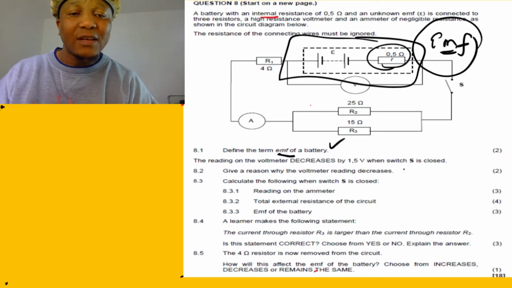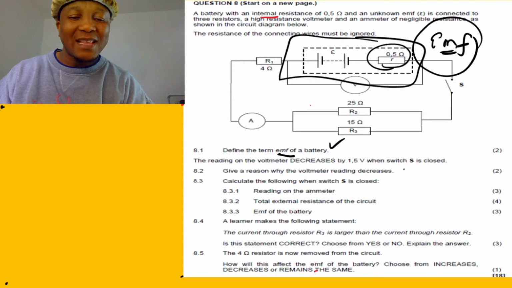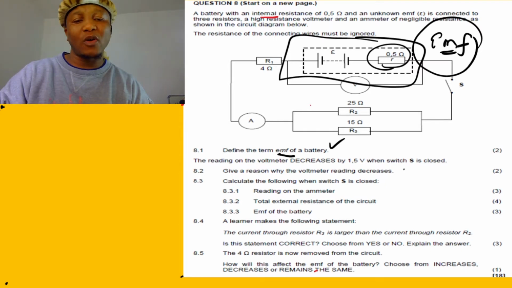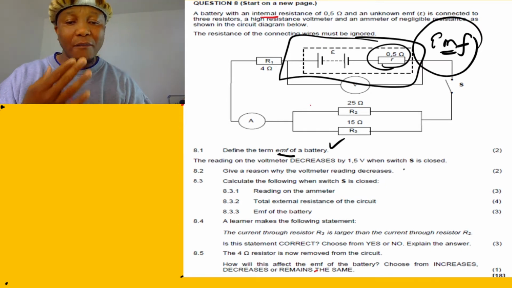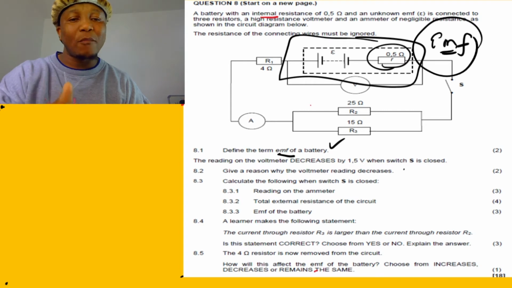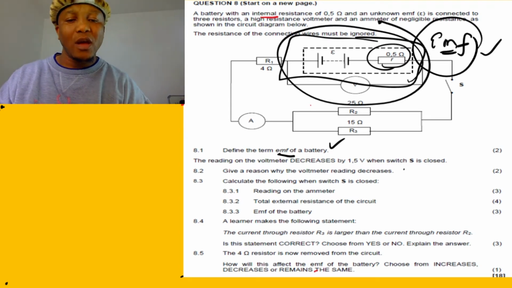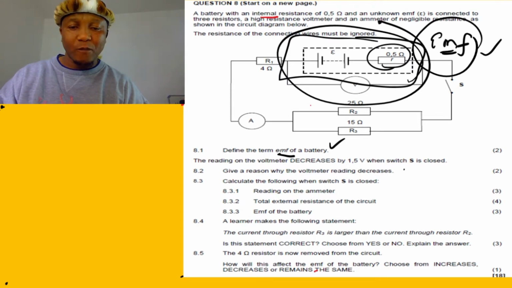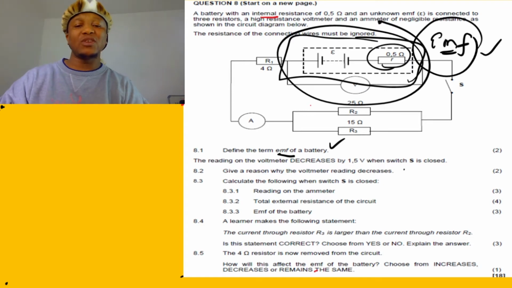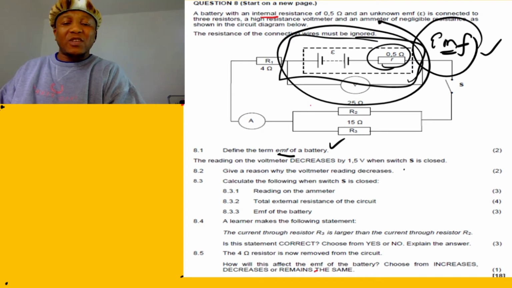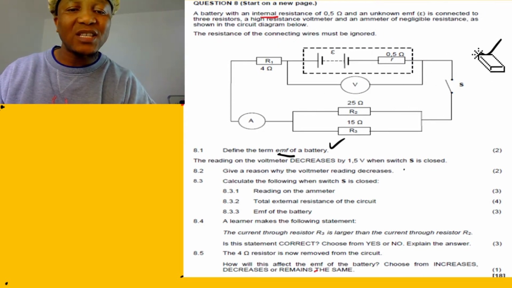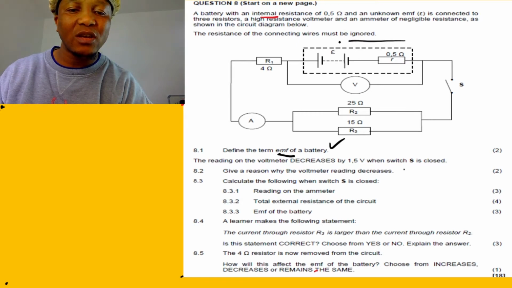The electromotive force is the energy which is provided by that battery per coulomb. So that's EMF, electromotive force. We find EMF inside the battery. Or if you don't want to say that, just say it is the work done by the battery to move a unit coulomb of charge across it, because there is a charge which is passing through this battery.